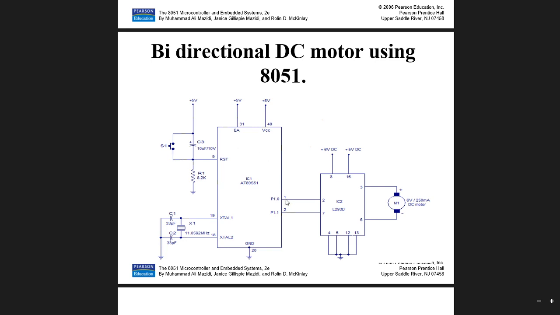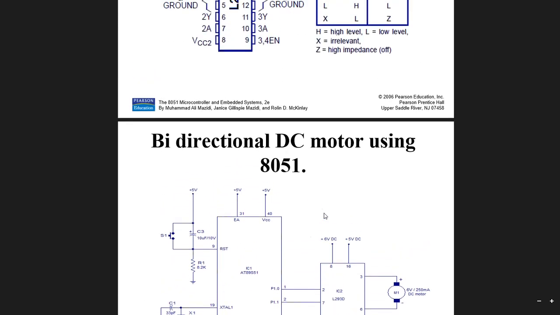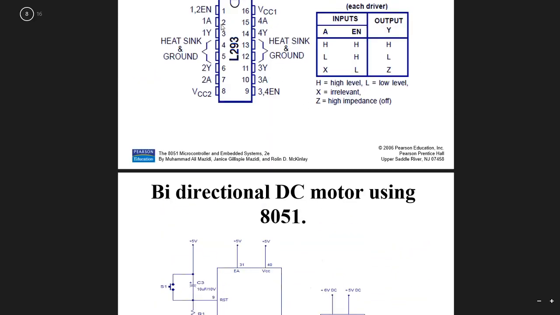Here are two pins, pin 1.0 and pin 1.1. They are going to pins 2 and 7 of the driver. What are 2 and 7? Pin 2 is one input and pin 7 is also an input. Pin number 2 is the first input, and this is the second input. What are its outputs? For 2, pin 3 is the output, and for 7, pin 6 is the output.